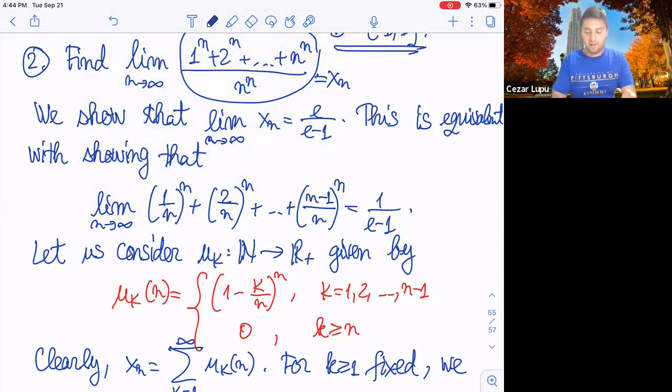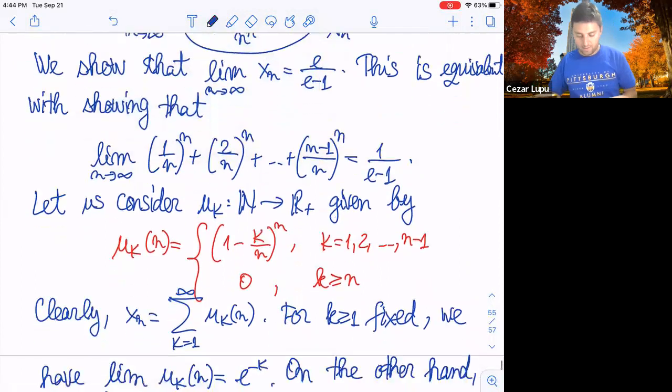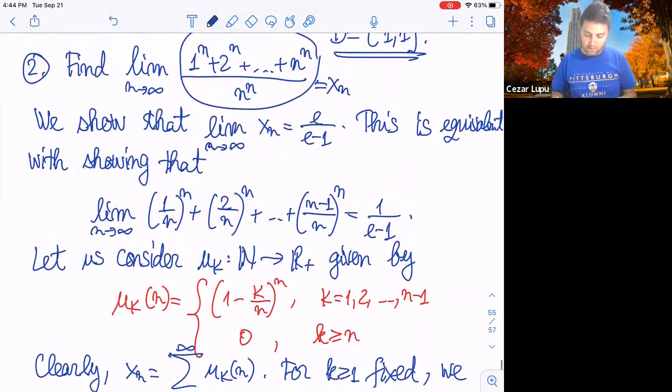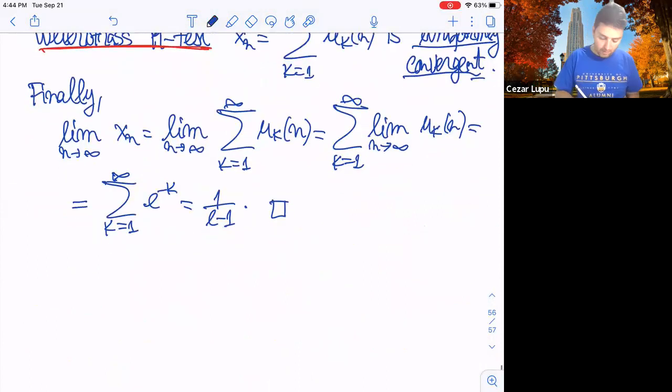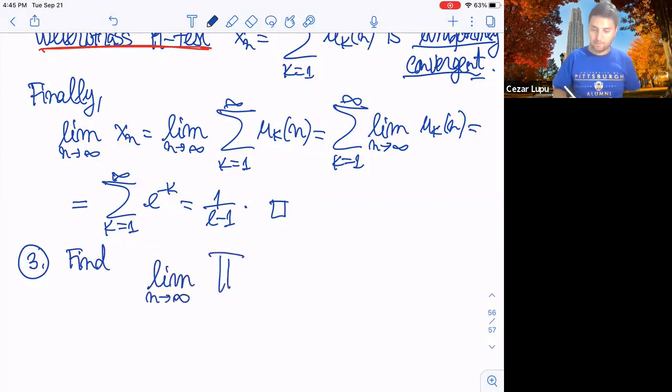Time is running by, but I have plenty of other applications as well. So since we're talking about limits of sequences, let me give you another one. And here I want to use also the Abel-Dirichlet theorem. But first, this is an old Putnam problem. So basically, find the limit as n approaches infinity of the product of 1 plus k over n, to the power k. I hope this is right.